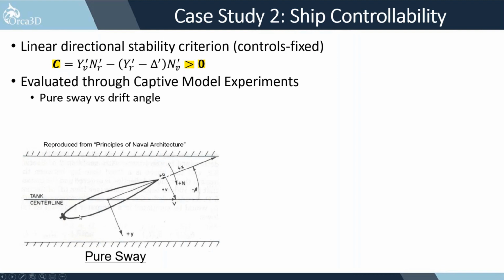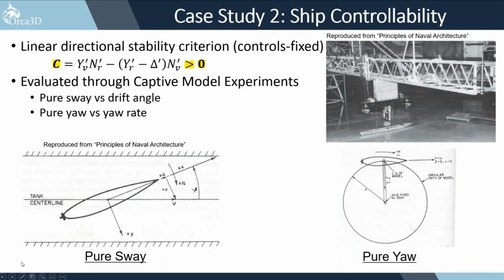So by pure sway, you see here, I have a model that's getting towed down the tank, but it's at an angle of attack relative to the direction that it's moving. You can measure the rotational forces on the model and the side forces on the model as it's being towed down the tank. You would do that at a number of different angles, what we call drift angles. The other type of analysis that we need to get these coefficients is a pure yaw analysis.